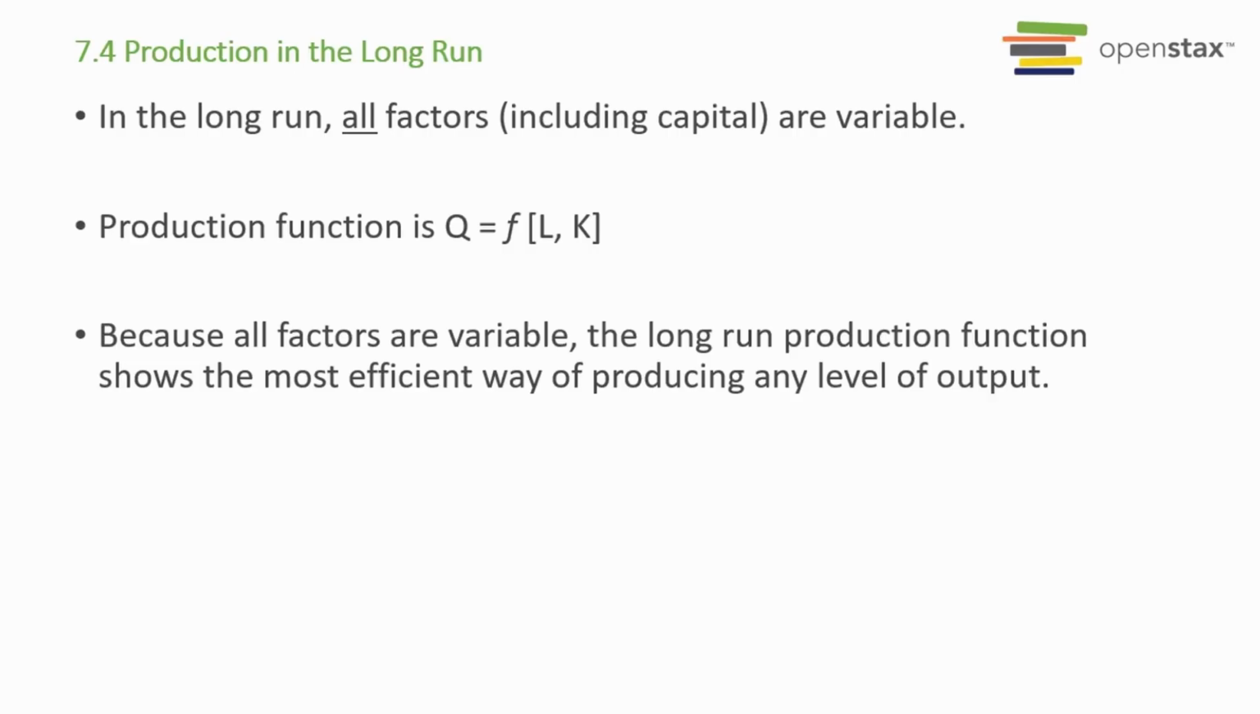More generally, because all factors are variable, the long run production function shows the most efficient way for the varying levels. So they're just saying that obviously if they only have one computer, then it doesn't make sense to hire more than one typist to operate that. But once you get to a certain point, you have more capital, then you're able to hire more workers.